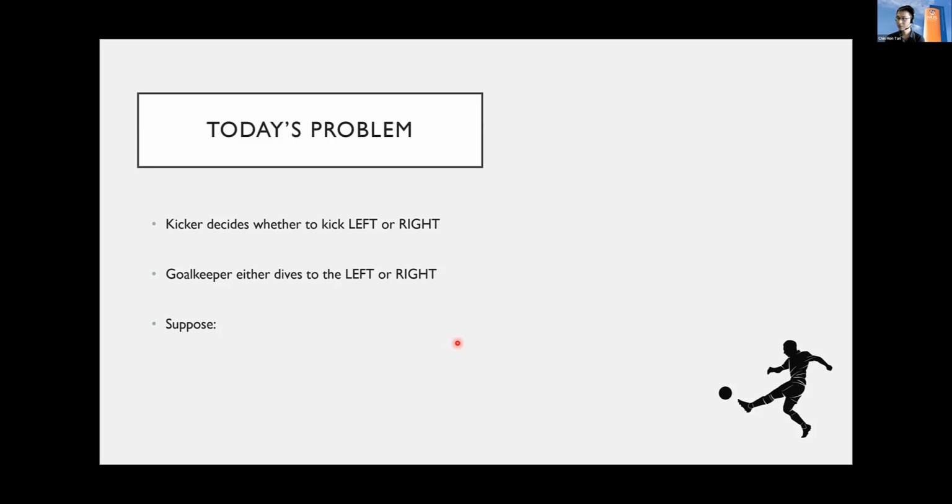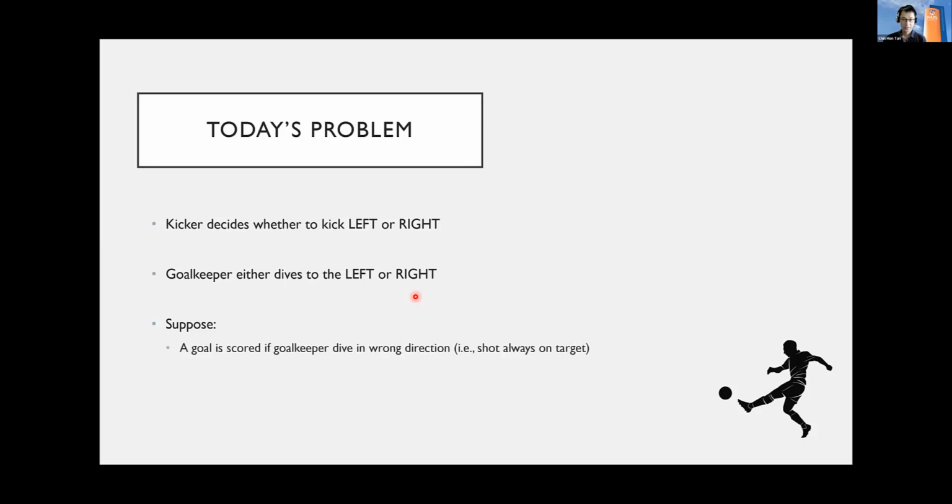Okay, and so this is going to be the problem that we're going to be looking at today. So just imagine a soccer player who is going to be taking a penalty kick. We're going to refer to this person as the kicker. And we're going to consider a very simple problem where this kicker will decide to kick either to the left or to the right of the goal. And of course, if you're familiar with the game of soccer, there is going to be a goalkeeper who is guarding the goal. And the goalkeeper is then going to have to decide to either dive left or dive right. Okay, and so we're going to make some assumptions here.